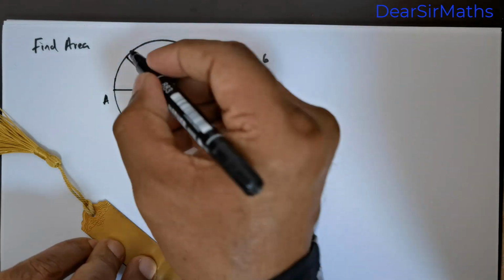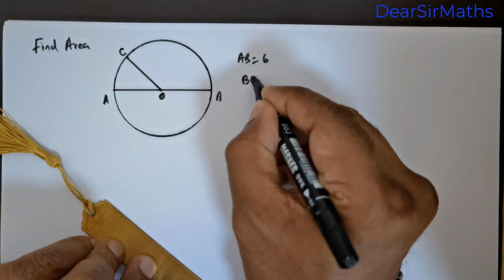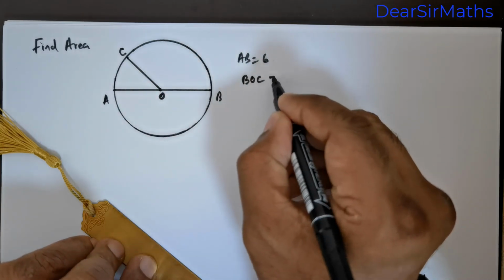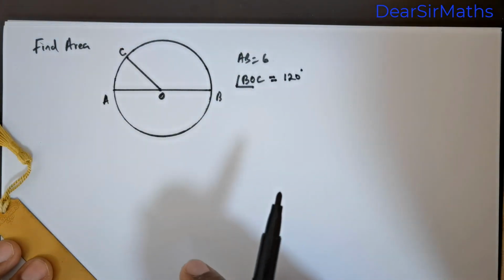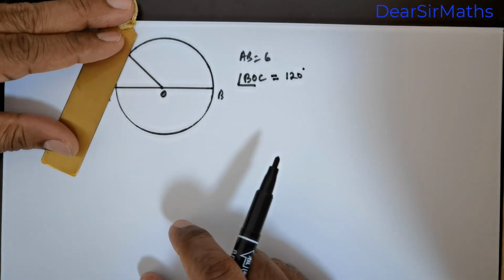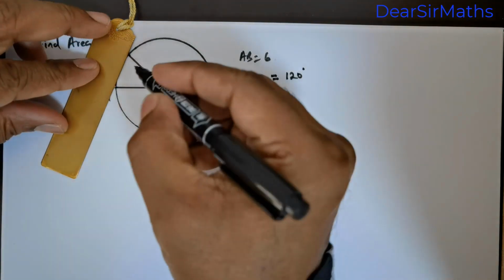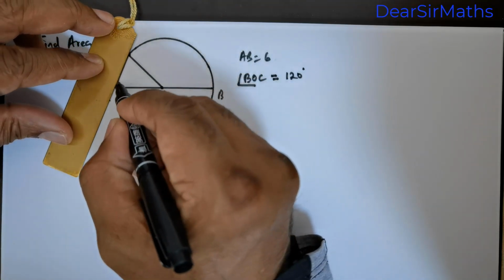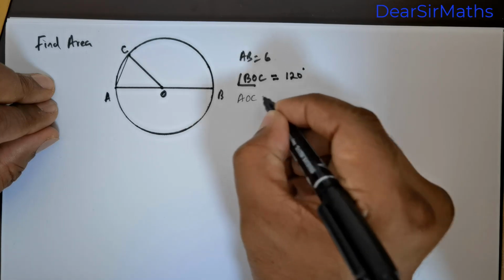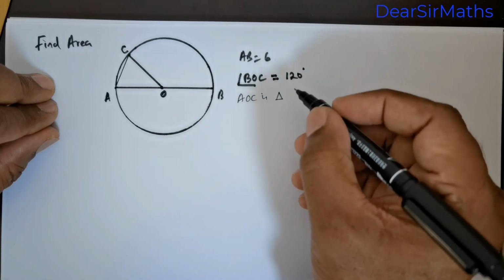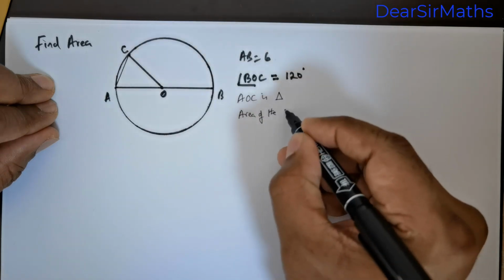So let me take this point as O and let me take this point as say some C. Now angle BOC is given to be 120 degrees, angle BOC, and there is a connectivity like this, and AOC is a triangle, and we are expected to find the area of this region, of the shaded region.